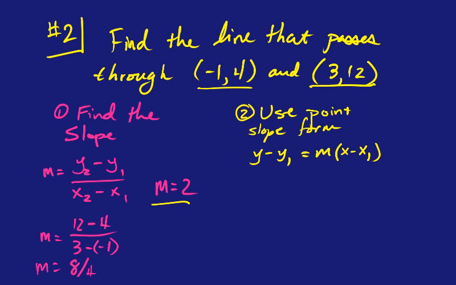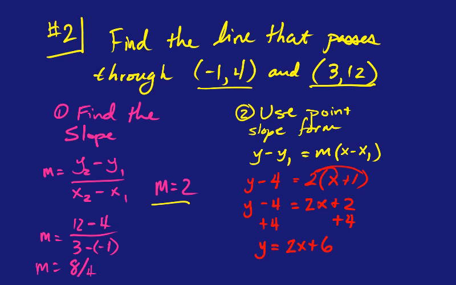So I'm going to use the negative one because most kids don't like the negative ones, so I don't want them to feel left out. So y minus 4, because the y value is 4, equals 2 times x minus a -1, which becomes +1. And so here we go, y minus 4 equals 2x plus 2, because we're going to distribute that. And then we're going to add the 4 over, do the opposite, to get y by itself. So y equals 2x plus 6. Alright, and there's the equation of our line. This is the answer that we're looking for.